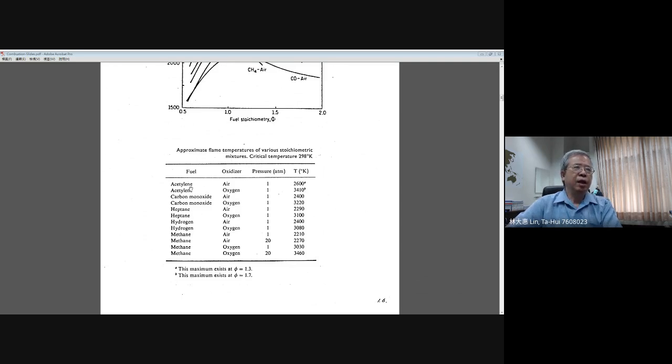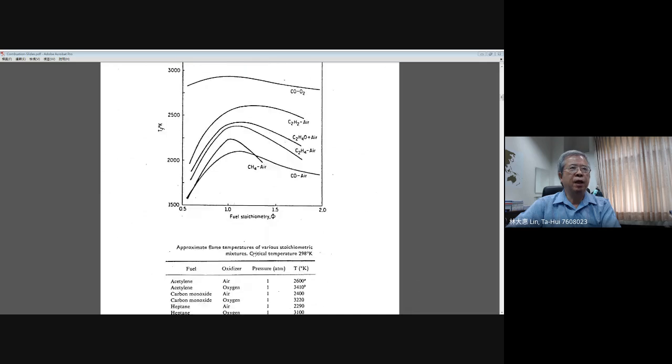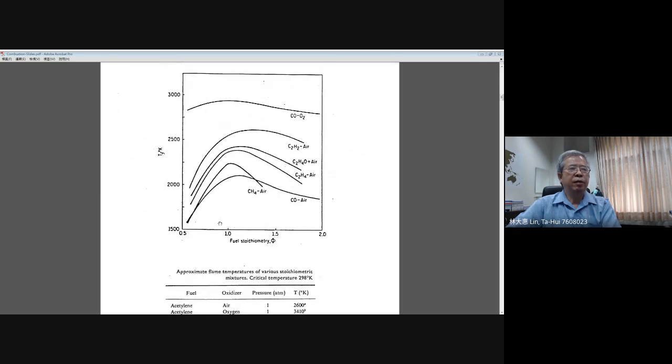But anyway, this table just tries to confirm the results, and you need to remember that most hydrocarbon fuels burning in air will reach the maximal temperature in a slightly rich condition.